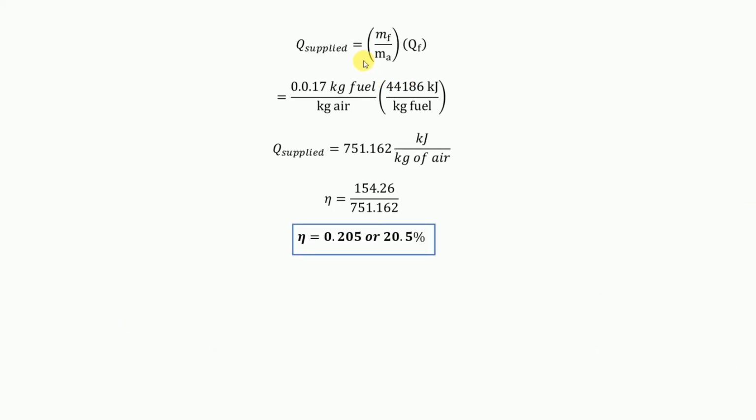Next, we are already given with the heat supplied. However, we will convert this to per kilogram of air by using our ratio. We get the value for the heat supplied to be 751.162 kilojoules per kilogram of air. Substituting the values of the heat supplied and the net work, we get the thermal efficiency to be 20.5%.